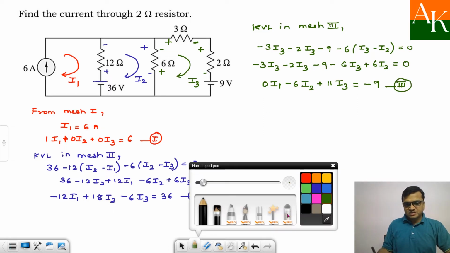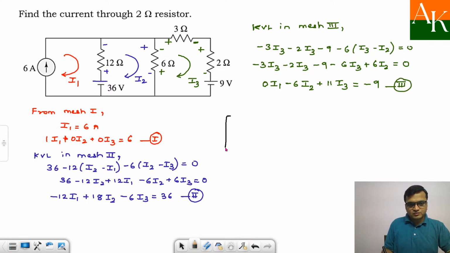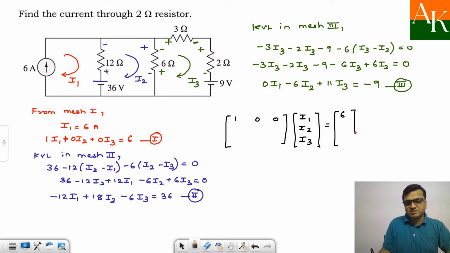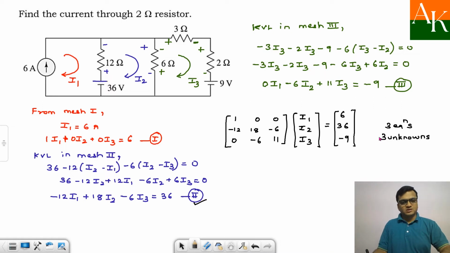So there are 3 equations, 3 unknowns, just I will write down over here. So from equation number 1 I will have 1, 0, 0, and here I will have I1, I2 and I3, and that is equal to 6. Okay, so this is from equation number 1. From equation number 2, I will have minus 12, 18, minus 6 is equal to 36, and over here I will have 0, minus 6, 11 and minus 9. So you have 3 equations and you have 3 unknowns, and that is a fair thing in mathematics. One can easily calculate these unknowns.